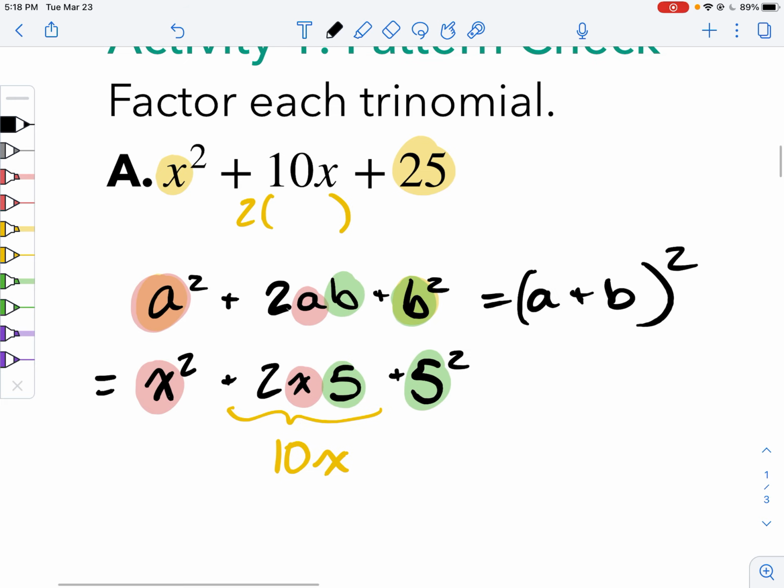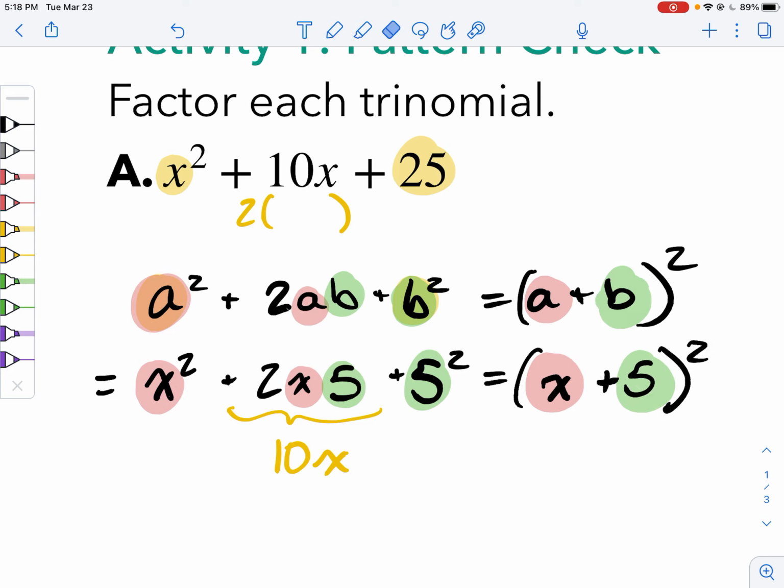We need to figure out, okay, what are our A's again? Here we said our A is x, and our B is 5. So if we want to factor this trinomial, we don't have to go through, okay, well, what multiplies to 25 and what adds to 10? Well, that's going to be 5 times 5. Oh, hey, look, that's the same thing. x plus 5 squared, x plus 5 squared. It's the same thing. So you don't have to go through all those steps. You can just notice that it fits in the pattern.